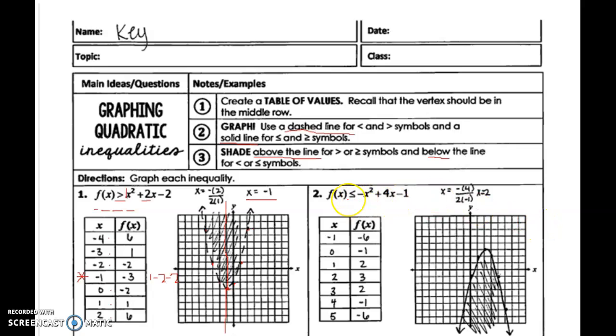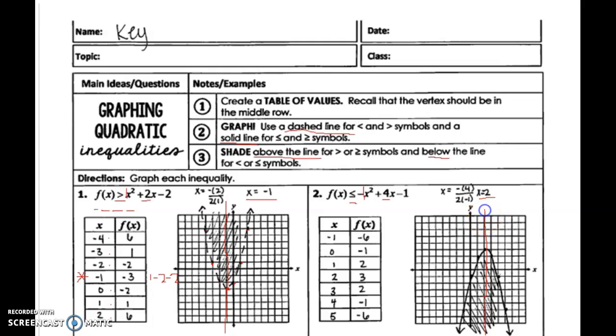Real quick, number 2. F of x is less than or equal to. So I'm going to have a solid line, and I'm going to have smaller is where I'm going to be shading. Our a value is -1, x squared plus 4 for b, minus 1. So to find our axis of symmetry, I plug in -b, which is -4, over 2 times -1. -4 divided by -2 is +2. So our axis of symmetry is at x equals 2, right here.